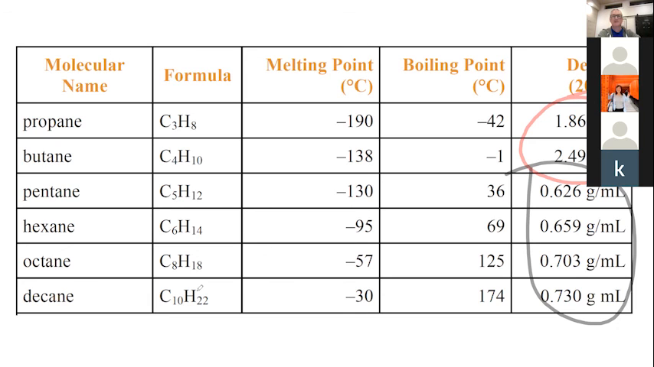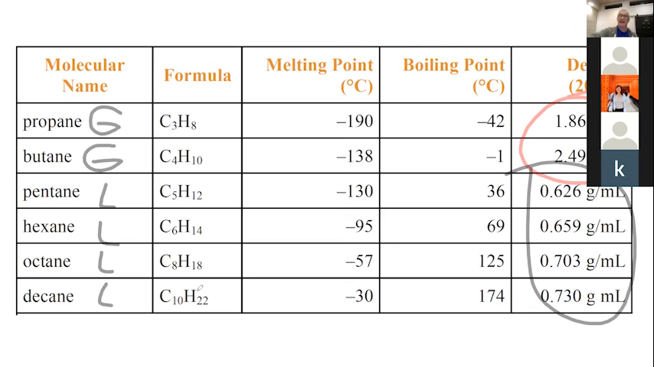What's the difference between a substance that has a density in grams per liter and one that has a density in grams per milliliter? What can we say about the difference in those two things? Is one a gas and one's a liquid? Bingo. Which one's the gas? Which one's the liquid? Propane and butane, right. These two are gases. Everybody else is a liquid.